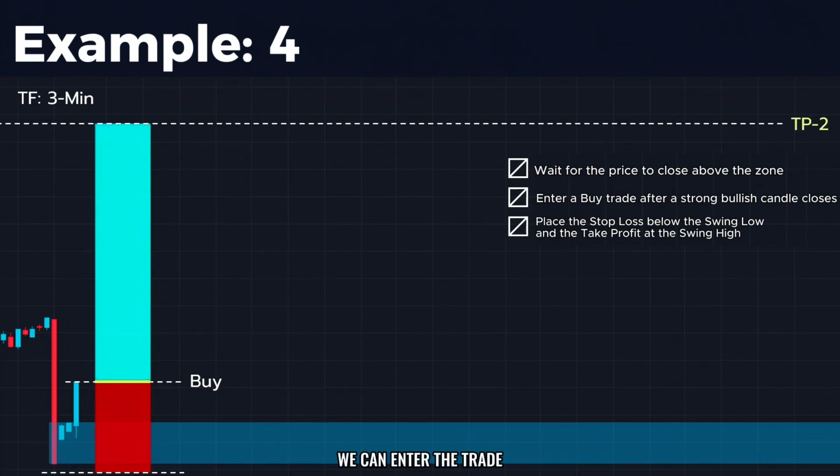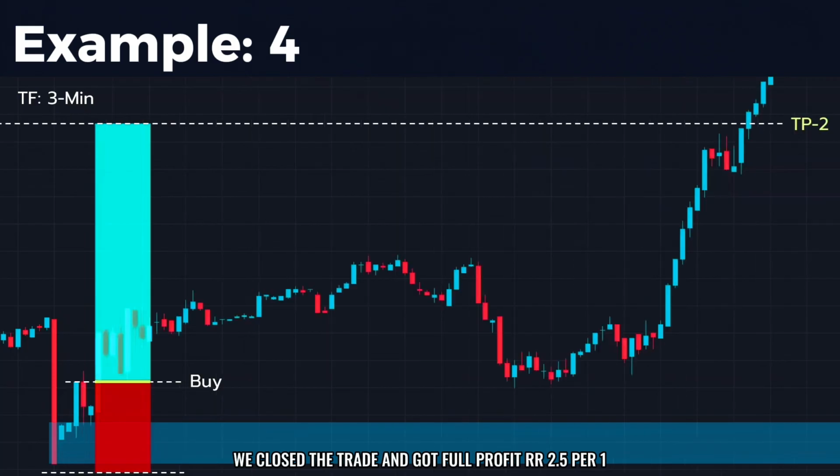We can enter the trade and wait for the price to touch the TP. Wait for a long time. This trade waited for many hours. But in the end, the price touched our TP. We closed the trade and got full profit, RR 2.5 to 1.